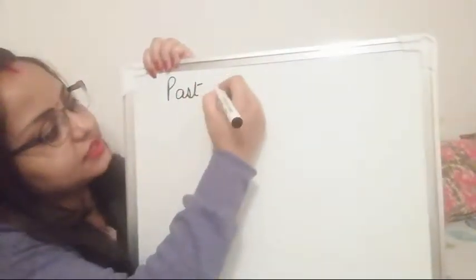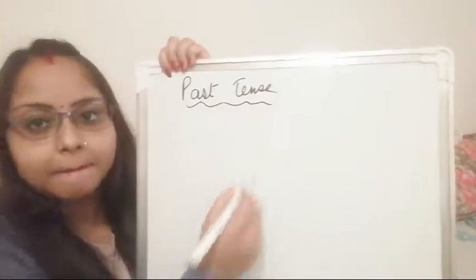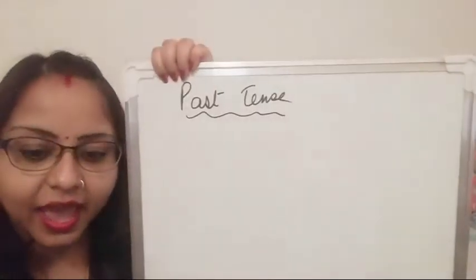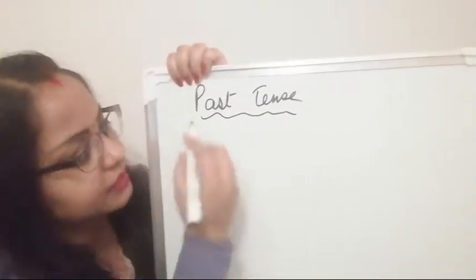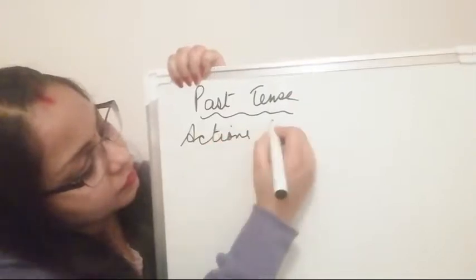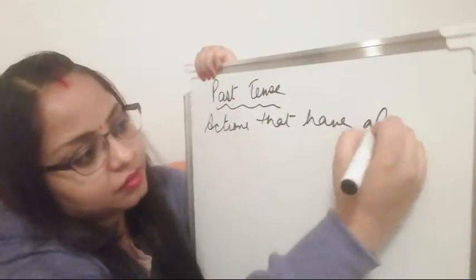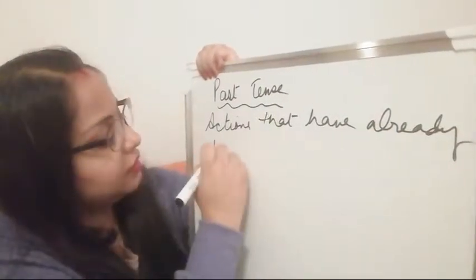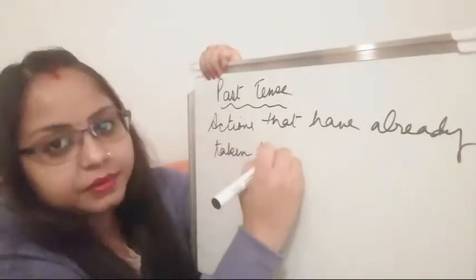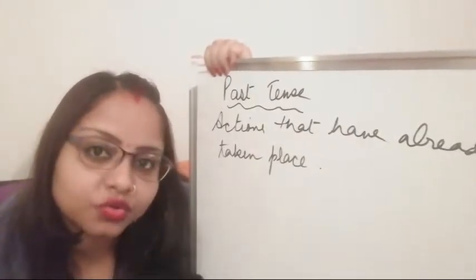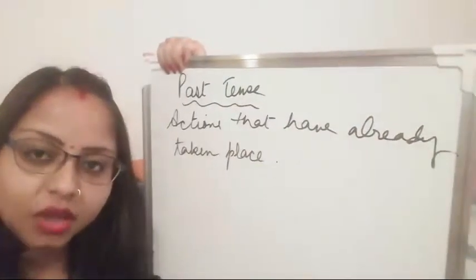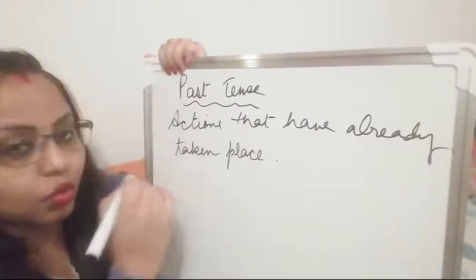Okay. Past tenses. We continue with tenses and we will now discuss past tense. So what is past tense? Actions that have already taken place. Actions that have already taken place means they are not going to repeat anymore. They have already occurred. Okay, what are the subcategories?